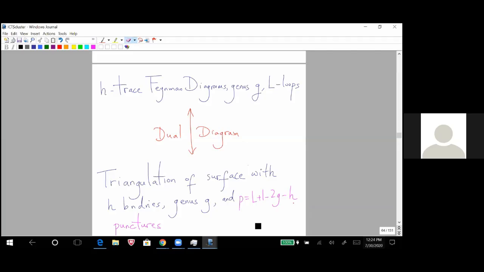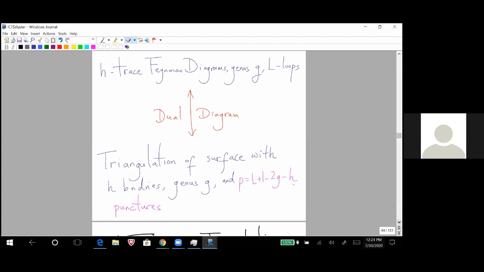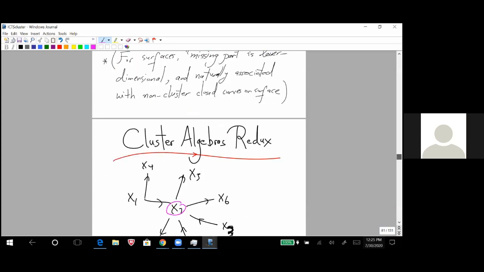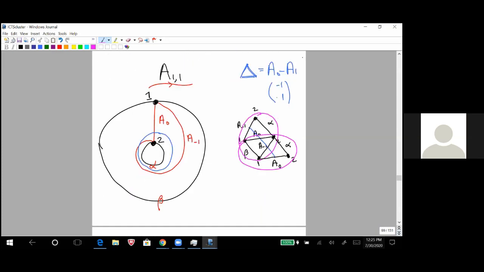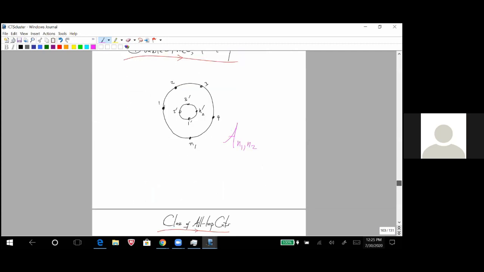There we go. So it's a simple fact that the dual of such a diagram is a triangulation of the surface with the same genus, the same number of boundaries, but a specific number of punctures that's related to the number of loops and the rest of the data by this simple formula. So in general, we're going to be thinking about triangulations of surfaces of general genus with a general number of boundaries and some number of punctures. And so that's what we're interested in thinking about.